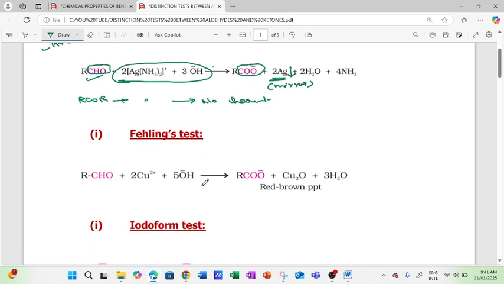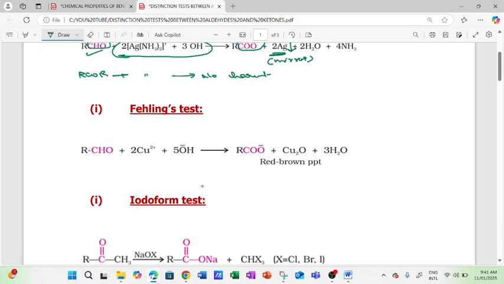Now Fehling's test. Fehling's test means there are two solutions, Fehling's solution A and Fehling's solution B. Fehling's solution A is aqueous copper sulfate and Fehling's solution B is sodium potassium tartrate. You don't need to write the full formula in the chemical reaction. Don't write sodium potassium tartrate and all that; instead you write Cu2 plus and OH minus. This is the complete representation of Fehling's solutions A and B.